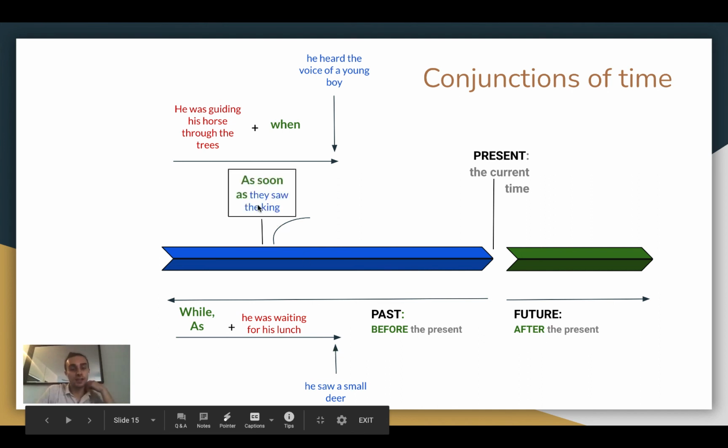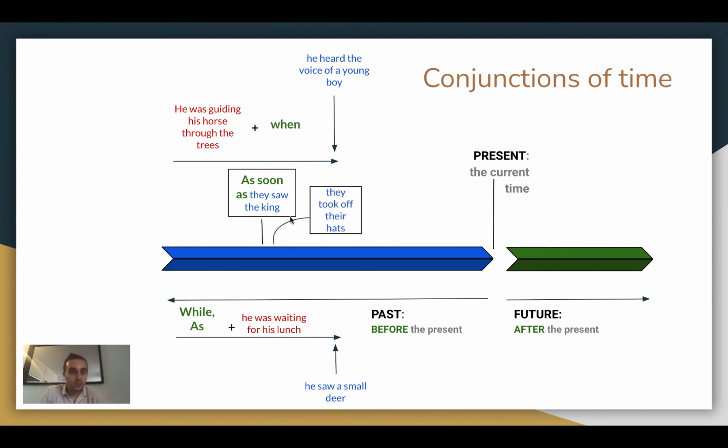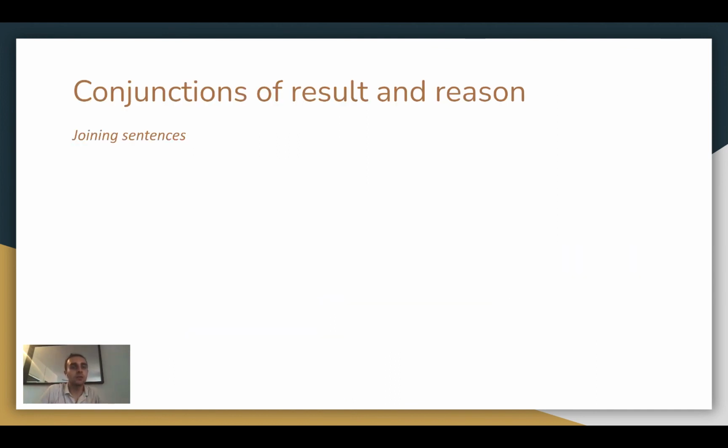As soon as they saw the king, as soon as, right, they took off their hats. So this line is to show that they took off their hats right after, very quickly, after they saw the king, right? So a short period of time between when they saw the king and when they took off their hats, okay? We also have conjunctions of result and reason.